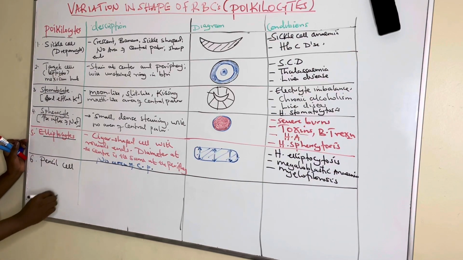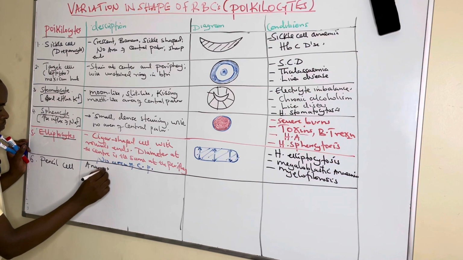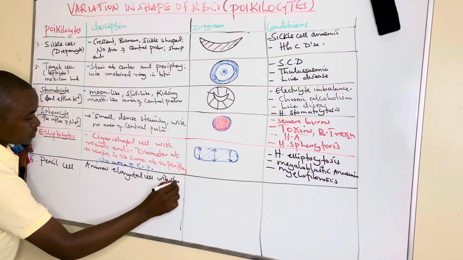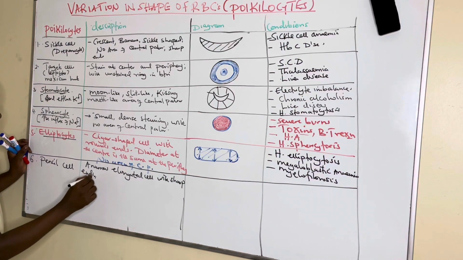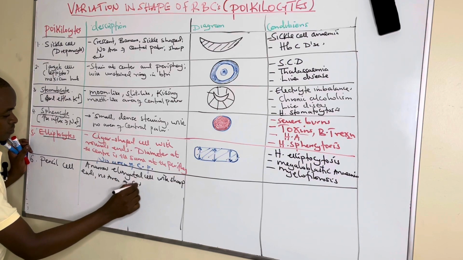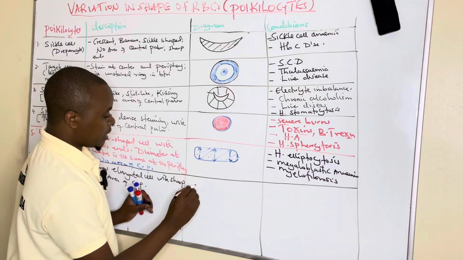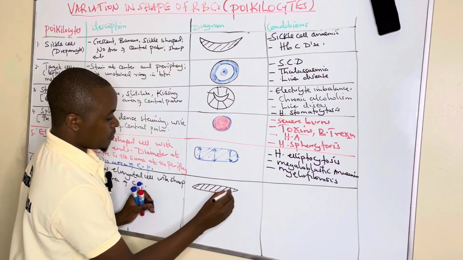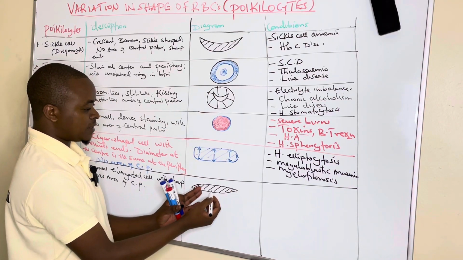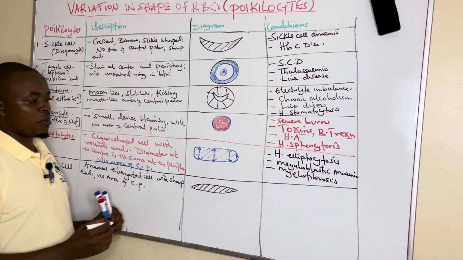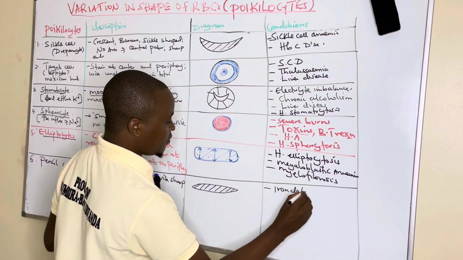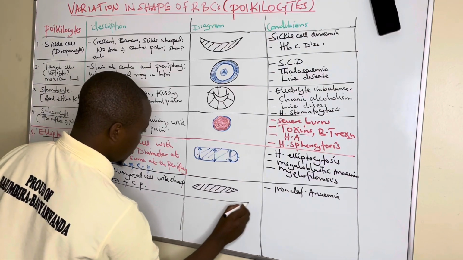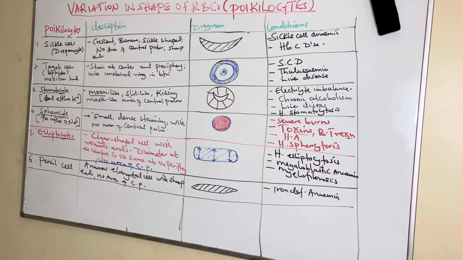And this pencil cell is a narrow, elongated cell with sharp ends, and no area of centropela. So when we draw it, it looks like a pencil. It has round ends and no area of centropela. And for it, the diameter in the periphery is not the same as the diameter in the center. It is seen majorly in iron deficiency anemia. Seen majorly in iron deficiency anemia.